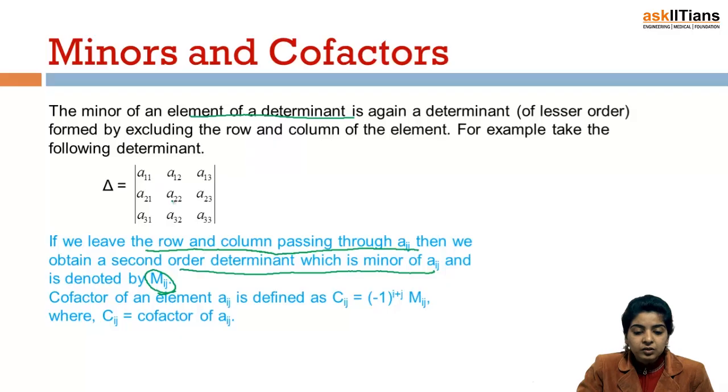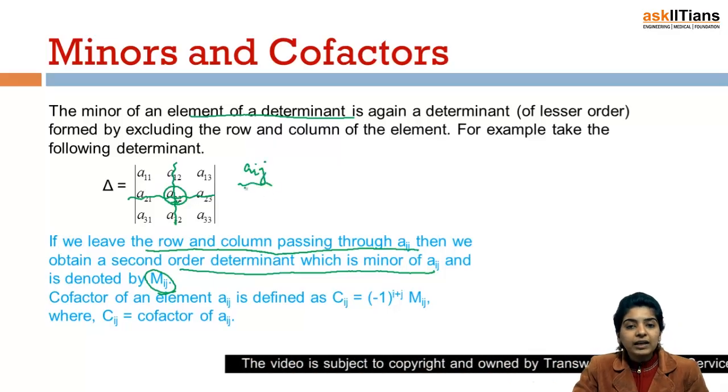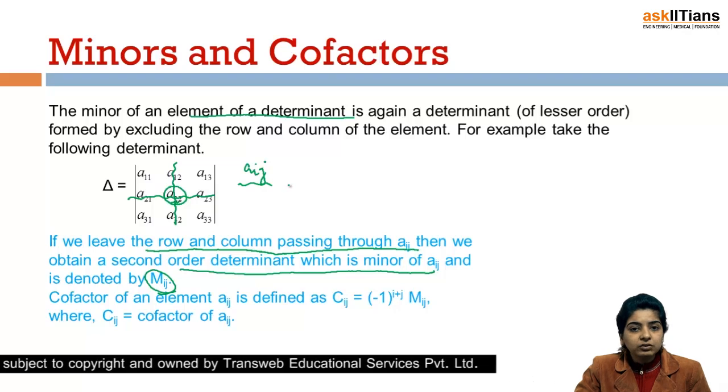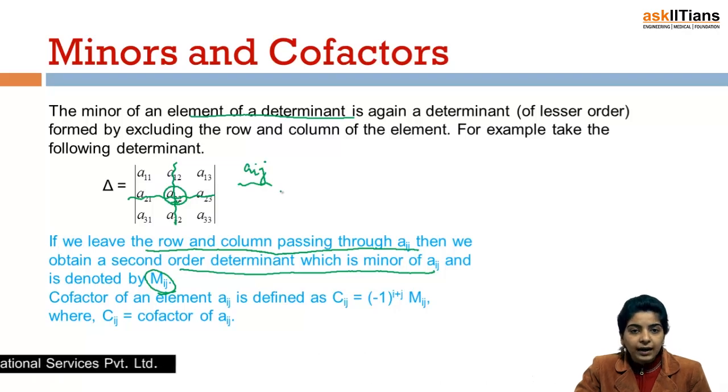What does that mean? Suppose I need to find out the minor of this. Then what I need to do is leave this particular column and this particular row, the column and the row in which that element lies. You need to omit those rows and columns and you get the minor. The resulting matrix gives you the minor and that is denoted by Mij. So if I take an element Aij and need to compute its minor, then if I exclude the ith row and the jth column, I get the minor of Aij.